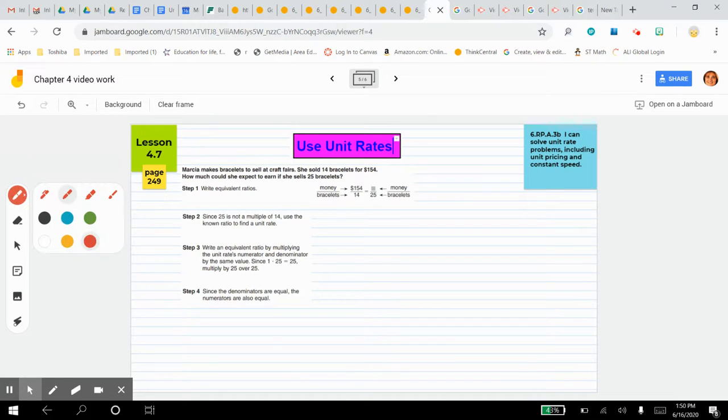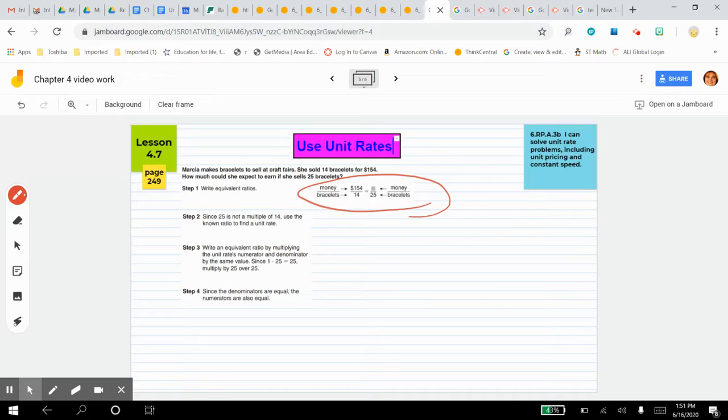Okay, so first of all, step one is to write an equivalent ratio. It's right here. Money over bracelets. Money usually goes on top. Usually, not always, but usually. To 14 bracelets. I need an equivalent ratio for 25 bracelets. I don't know how much money it is yet for 25, but I know that 14 is 154.